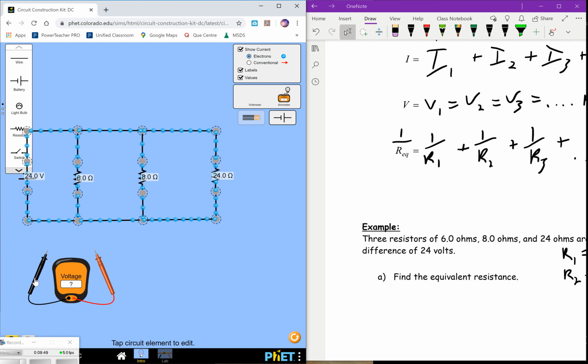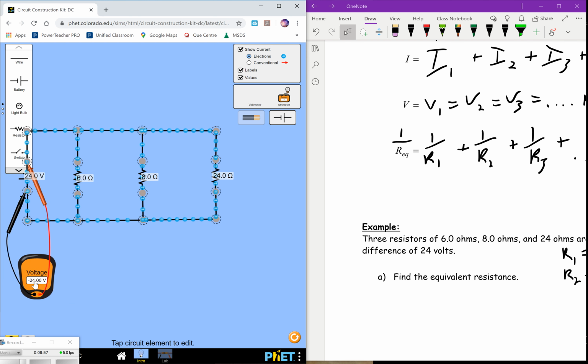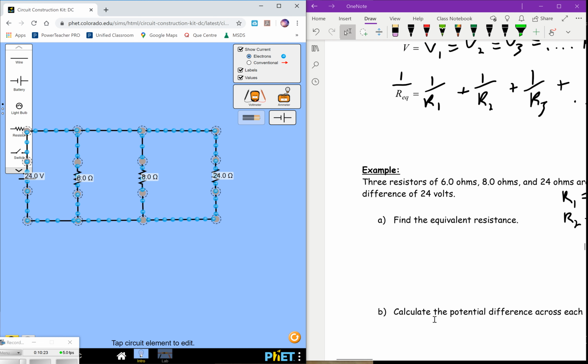Now we can pull out our voltmeter. We can check on both sides of the battery here. What's our voltage? Okay, well it is in fact 24 volts. And I'll point this out, it says it's a minus 24 volts. That's simply because these leads are installed backwards. If we flip them around, we get a voltage of 24 volts. So that was just reading it in the reverse direction. I'm going to keep this away for now. We're going to check the values here for current in a second. But first, we're going to find the equivalent resistance.